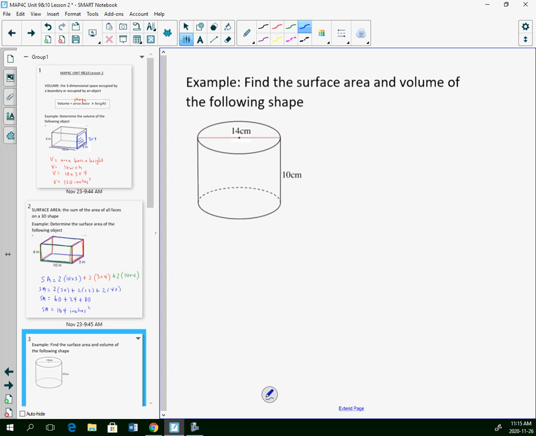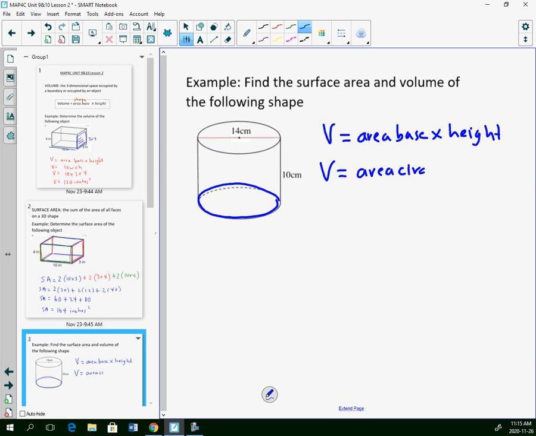Okay, so this question asks for the surface area and the volume. So let's do volume first. So volume, as I said, is the area of the base times the height. So this base is a circle. So the area of a circle as the base times the height. The formula for the area of a circle is pi r squared.